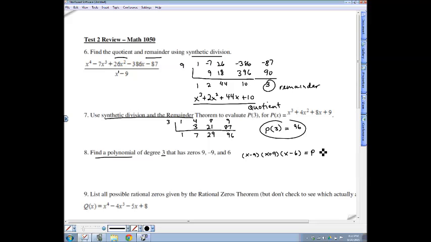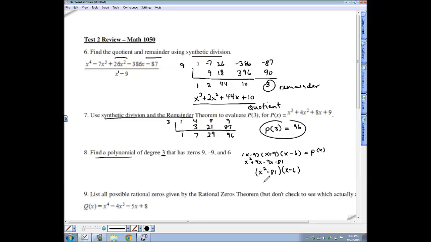And this is polynomial p of x. Now your next task is to multiply these 3 parentheses together. So if you take the first two here, x minus 9 and x plus 9, and multiply them together, then you get x squared plus 9x minus 9x minus 81, which simplifies to x squared minus 81. And that needs to be multiplied with the x minus 6.